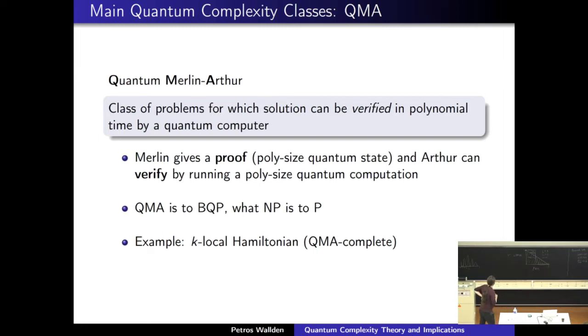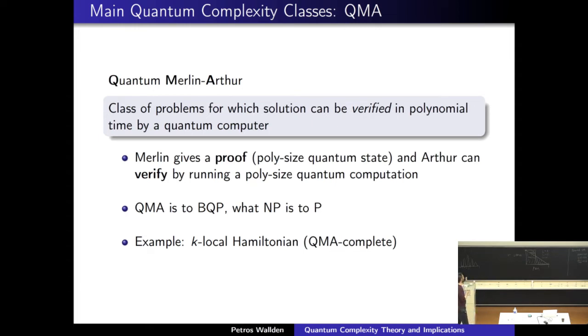So QMA is quantum Merlin-Arthur, so you know the myth with Merlin and Arthur and so on. I'm not going to say the history of it, just the definition. It's a class of problems for which a solution can be verified in polynomial time by a quantum computer. Merlin gives a proof, which is a polynomial-sized quantum state, to Arthur, and Arthur can take this polynomial-sized quantum state and run a polynomial time quantum computation and decide: is this a solution or not? Is this a yes instance or not? That's the idea. And basically, QMA is to BQP what NP is to P.